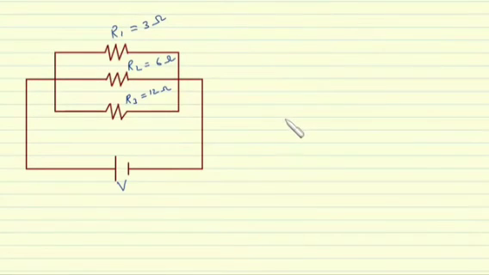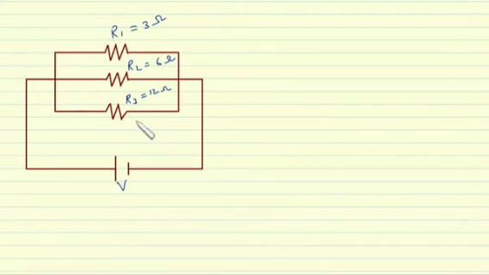Now suppose we are given this circuit where R1 equal to 3 ohm, R2 equal to 6 ohm, R3 equal to 12 ohm. Now we know that these three resistors are connected in parallel. Now we need to find a resistance which can be placed in place of these three.